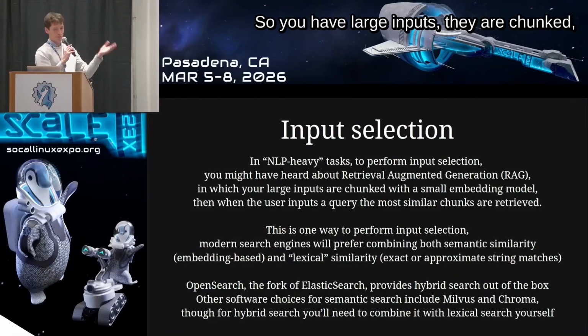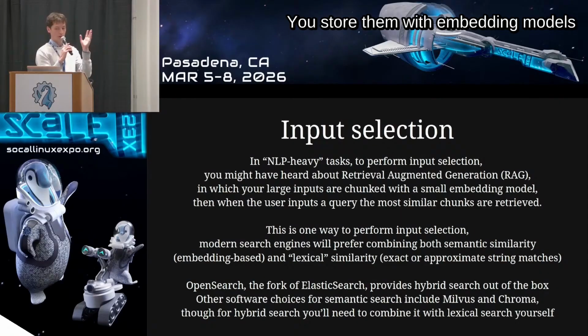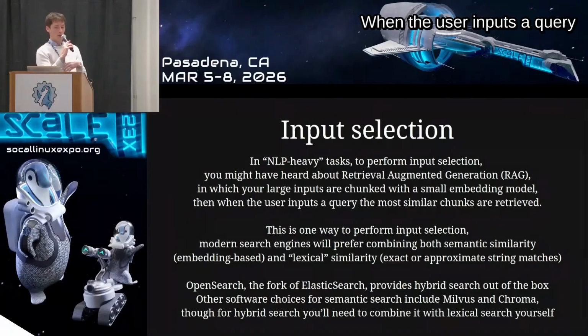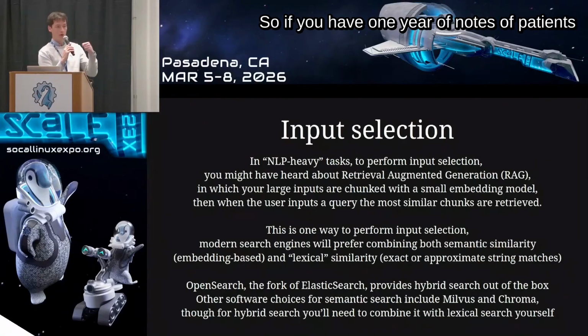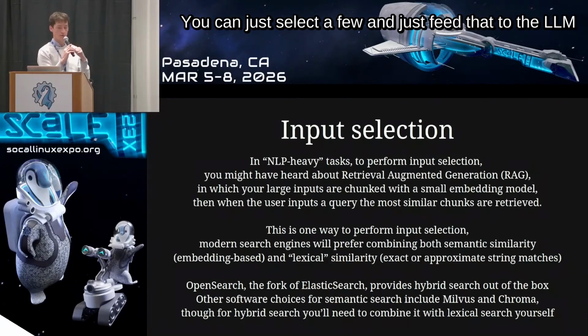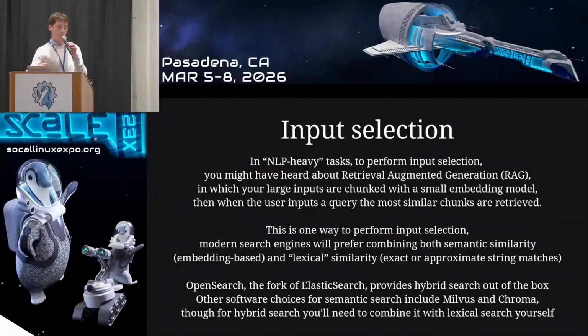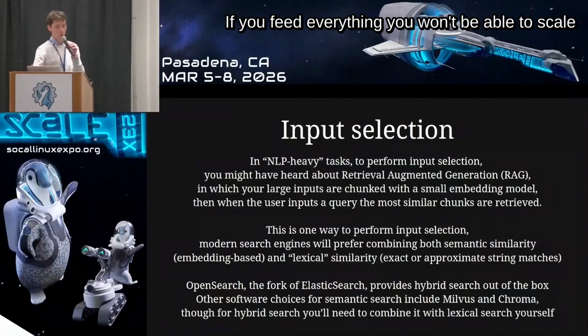So you have large inputs. They are chunked. You store them with embedding models. When the user inputs a query, you retrieve the most similar chunks. So if you have 1 year of notes of patients, you can just select a few and feed that to the LLM. If you feed everything, you won't be able to scale.